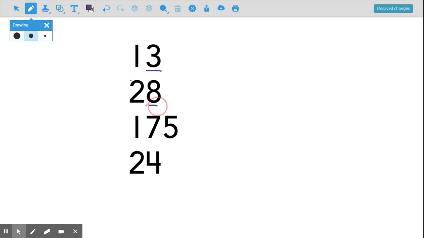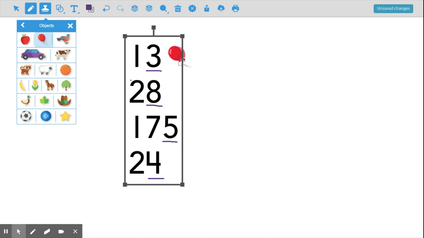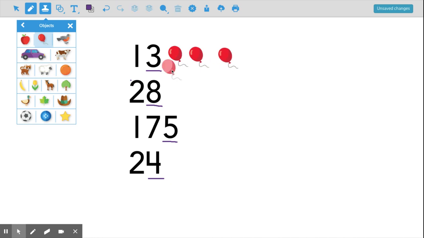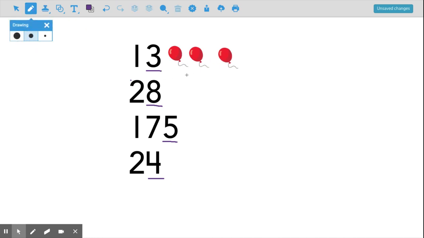Okay, so for example, in our first number, 13, we're just going to look at the ones column, the 3. And the ones column here is 8, 5, and 4. Let's say we have 3 balloons, 1, 2, and 3. We can see pretty easily that these 2 have a partner, and we're left with 1 on its own. We know that 3 is an odd number, so any number that ends in a 3 is going to be odd.